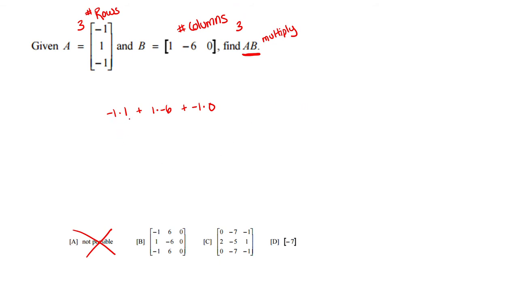So -1 times 1 is -1, and then this would be -6 plus 0, so -1 plus -6 is -7 as your answer. The reason why I don't have a matrix like this is because we're multiplying them together. They're going to reduce down. So I would have to have another column in order to get another answer in my matrix.